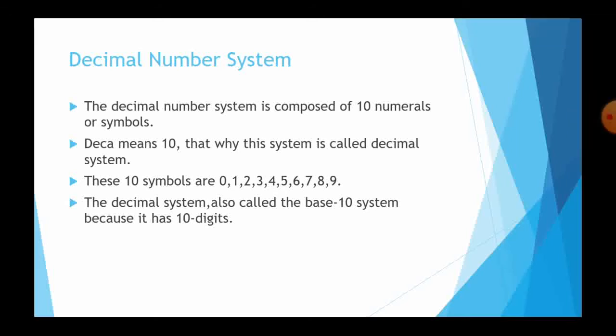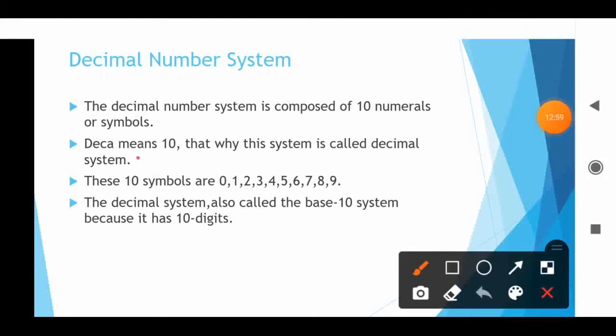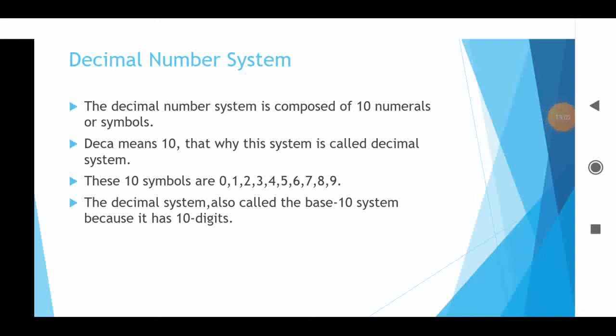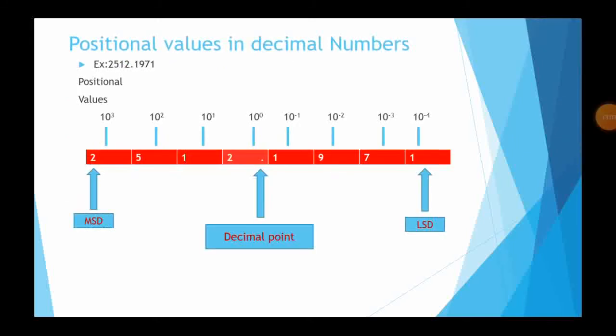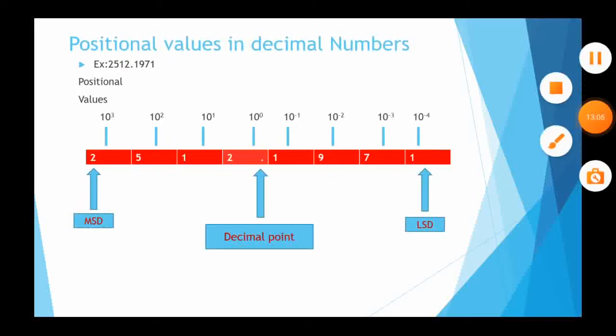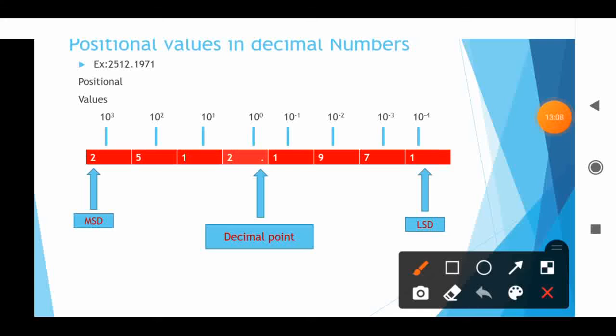The decimal number system is also called base 10 value. Why are we calling it base 10? Because decim means 10. Next, it has positional values in the decimal number system. How are we representing the values? The first digit is the most significant digit. The last digit is the least significant digit.